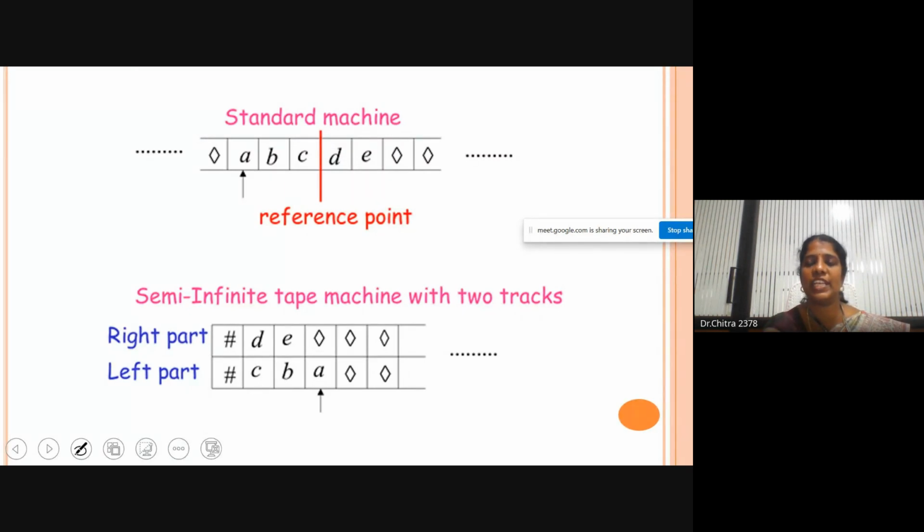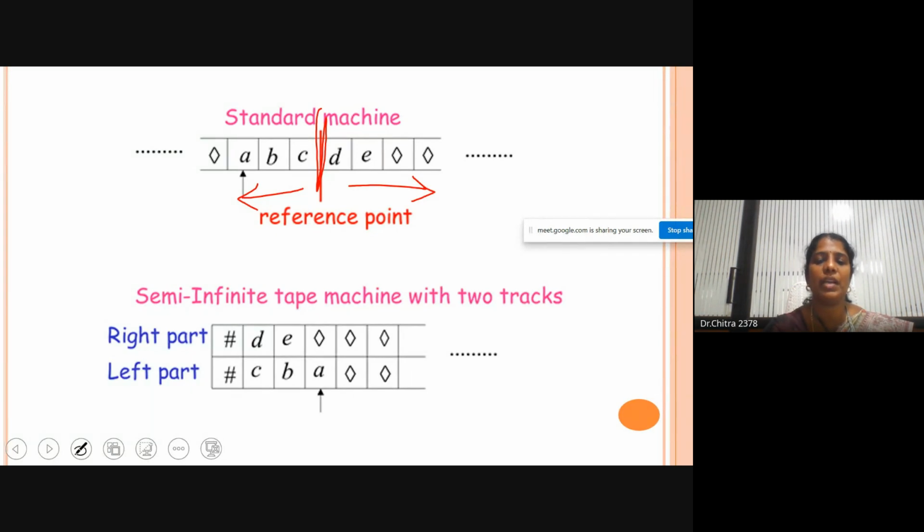Now we are going to design a semi-infinite Turing machine. I'm going to convert it into a semi-infinite one, and to do that I will make it with 2 tracks. Here, my aim is that in the semi-infinite tape, the head can move in only one direction. How will you change it like that? It's possible. Take this one: this is the reference point, and from there you can move forward or left. But semi-infinite means only one direction of movement is possible.